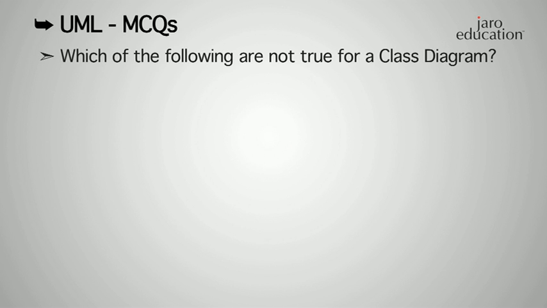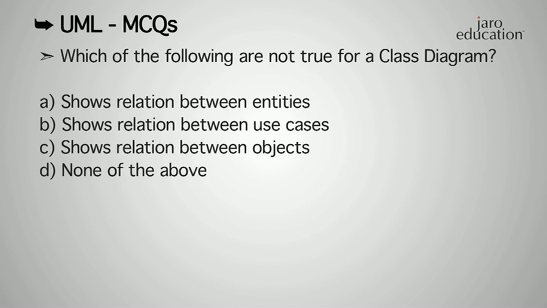Question 7. Which of the following are not true for a class diagram? Please note, it's a negative question. It's asking for what is not true. Which of the following are not applicable to a class diagram? Option A, shows relationship between entities. Option B, shows relationship between use cases. C, shows relationship between objects, and D is none of the above.